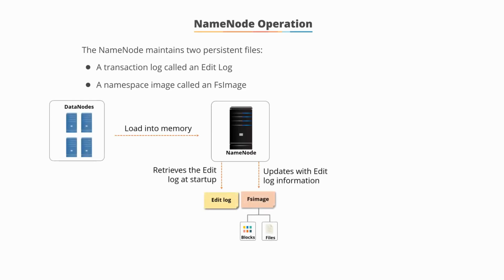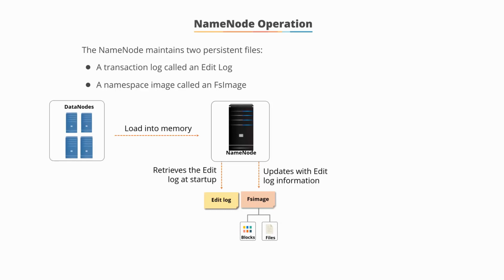The edit log records every change that occurs in the file system metadata, such as creating a new file. The name node's local file system stores the edit log. The entire file system namespace, including mapping of blocks, files, and file system properties, is stored in FS image. This is also stored in the name node's local file system.